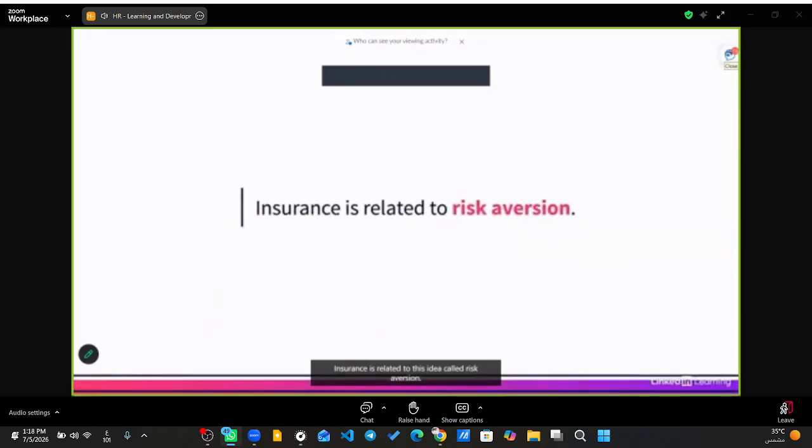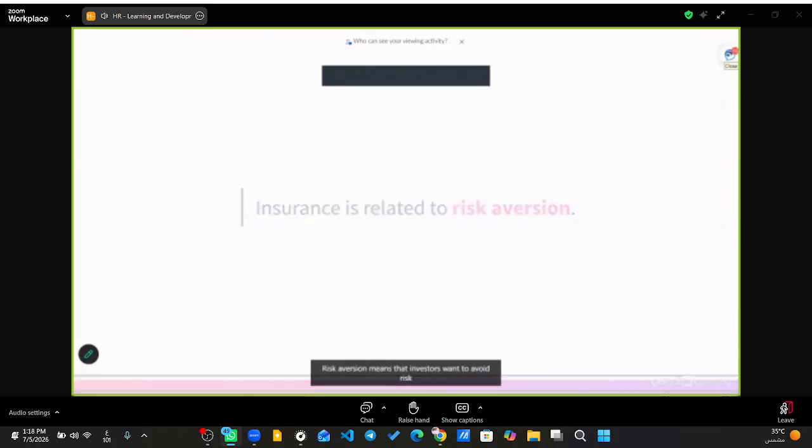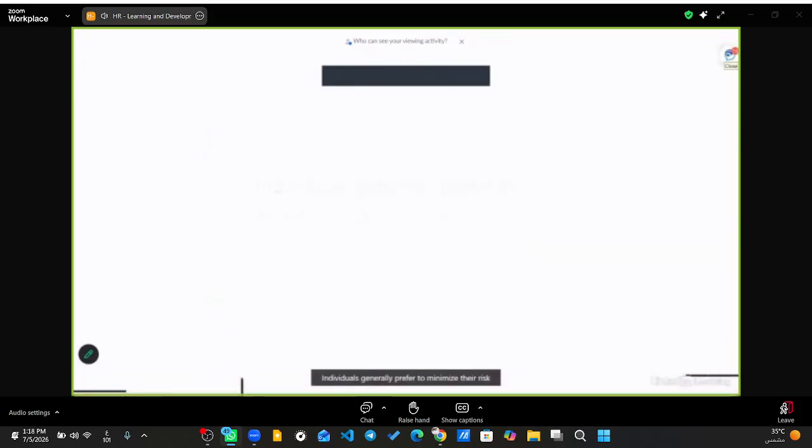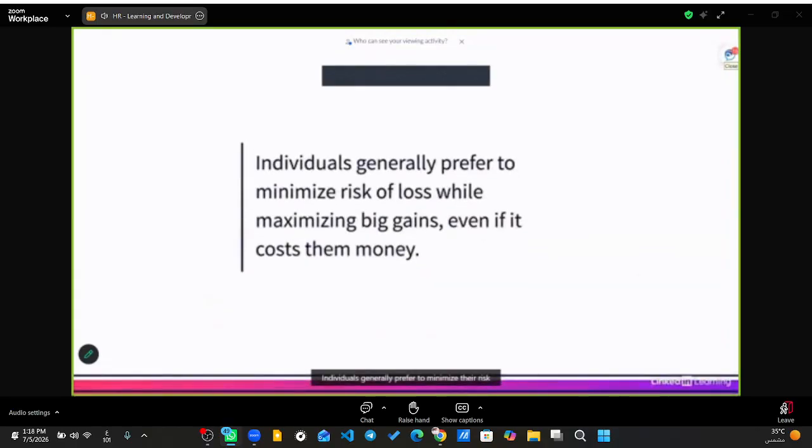Insurance is related to this idea called risk aversion. Risk aversion means that investors want to avoid risk and are willing to pay a premium to ensure they are protected in the event of a big loss or tragedy. For instance, think about the example of carrying home insurance to protect against the risk of a fire. Individuals generally prefer to minimize their risk of large losses while at the same time maximizing their chances of big gains, even if it costs them money on average over time.